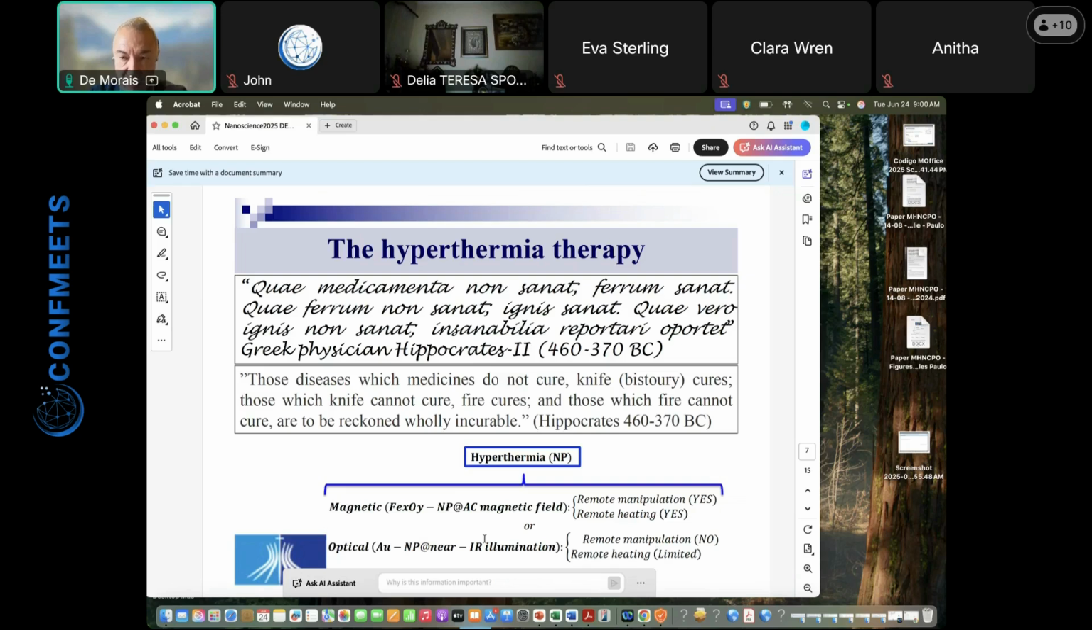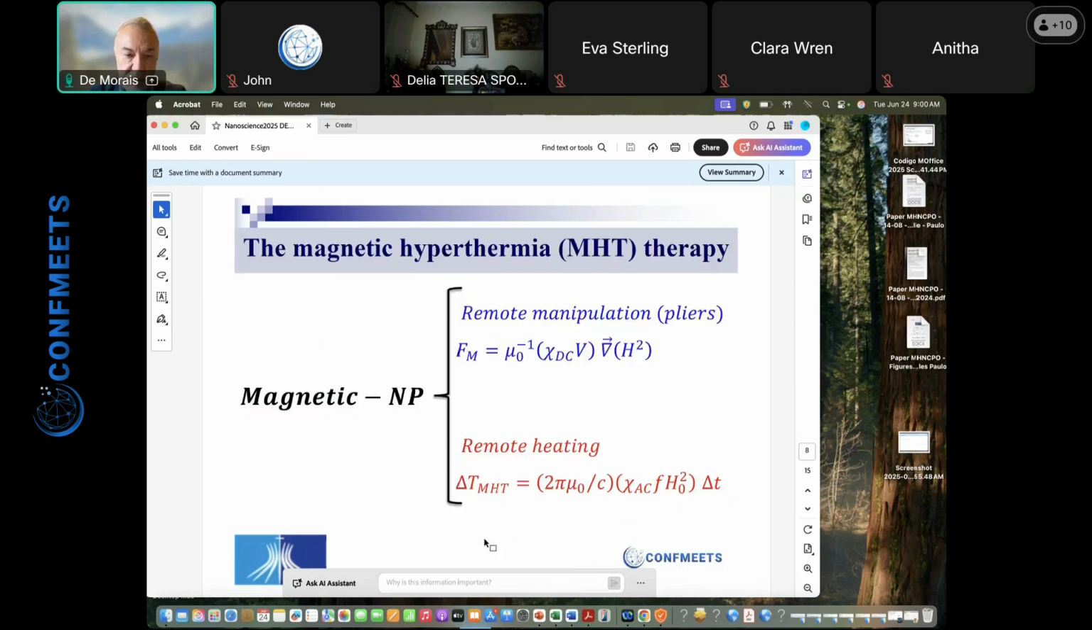So between these two, it seems that for hyperthermia in clinical treatment, the most promising one is actually the magnetic hyperthermia. The magnetic hyperthermia allows you to perform remote manipulation. It looks like magnetic pliers, actually. The magnetic force acting on the magnetic nanoparticle scales with the DC susceptibility, the particle volume, and the gradient of the magnetic field. So you can manipulate the nanoparticles once you have a gradient of external magnetic field.